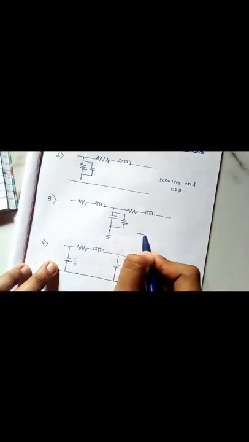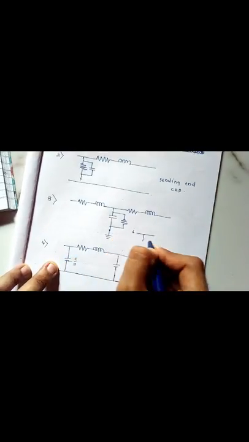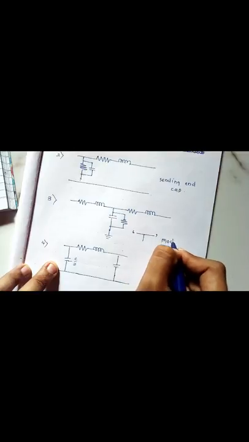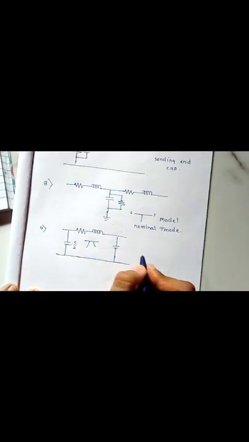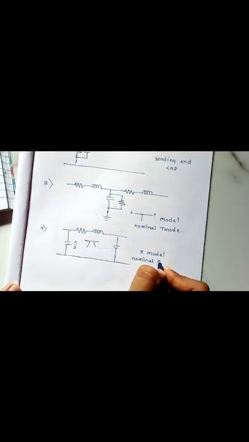This model looks like a T, so we'll call this model as a T model, a nominal T model. And this looks like a pi, so we'll call this model as a pi model or nominal pi model. Nominal pi model and nominal T model. We generally have these four models, and we'll study them one by one.